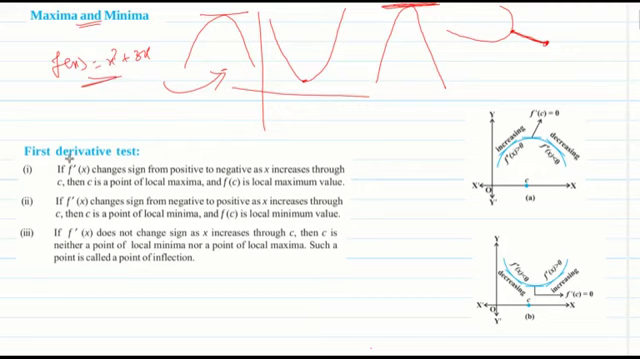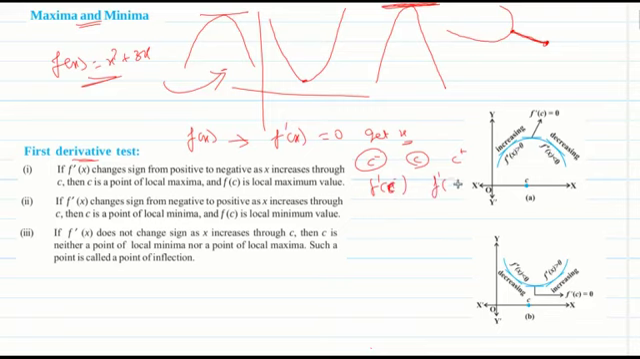Now see, children, the first derivative test. For the given function f of x, you have to find f dash of x. Then you equate it to 0 and get the x value. Suppose the x value is c. Before c, that means c minus, and after c, c plus, you substitute the values in f dash of x. That means f dash of c minus and also f dash of c plus.